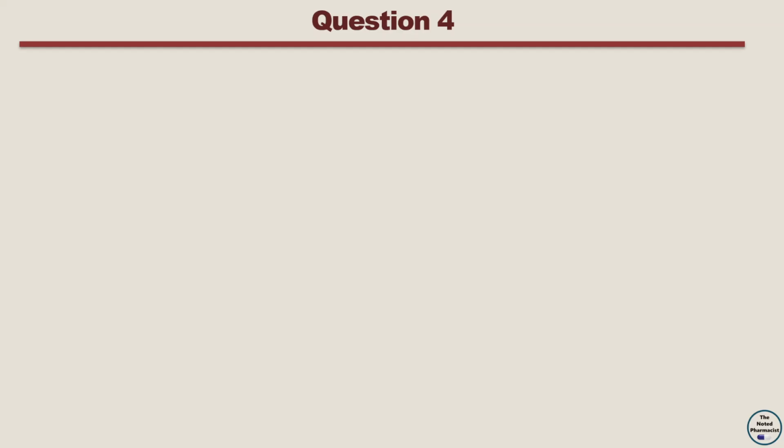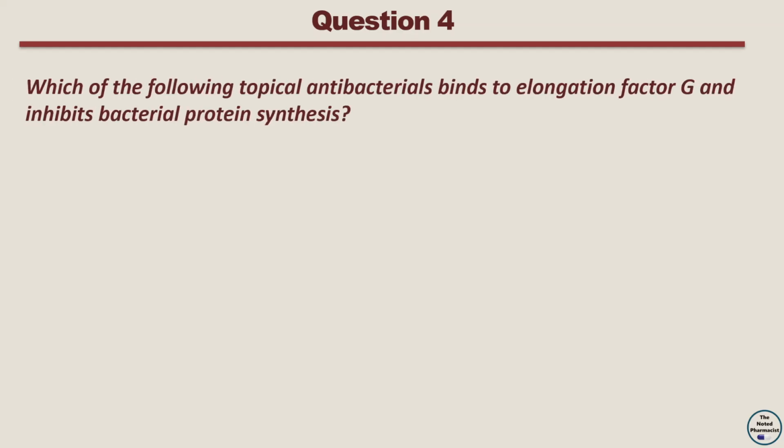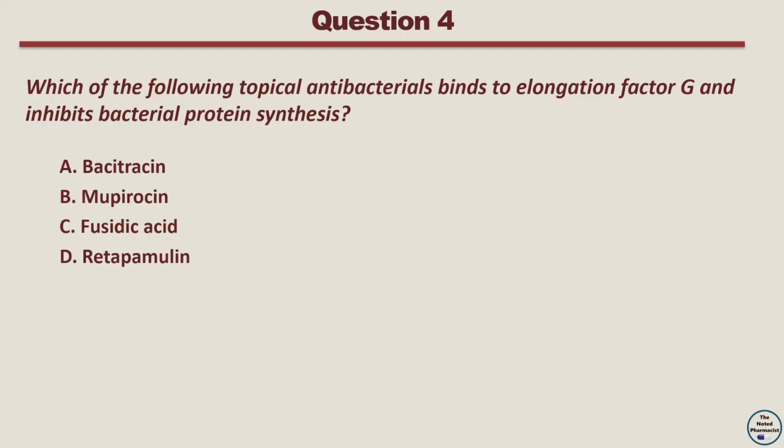Question 4. Which of the following topical antibacterials binds to elongation factor G and inhibits bacterial protein synthesis? Option A, bacitracin. Option B, mupirocin. Option C, fusidic acid. Option D, retapamulin. Option E, polymyxin B.